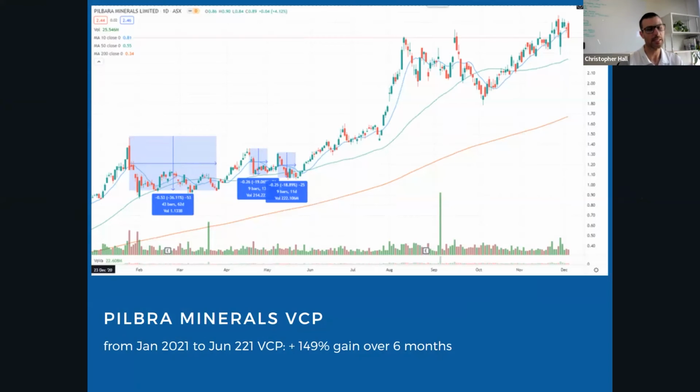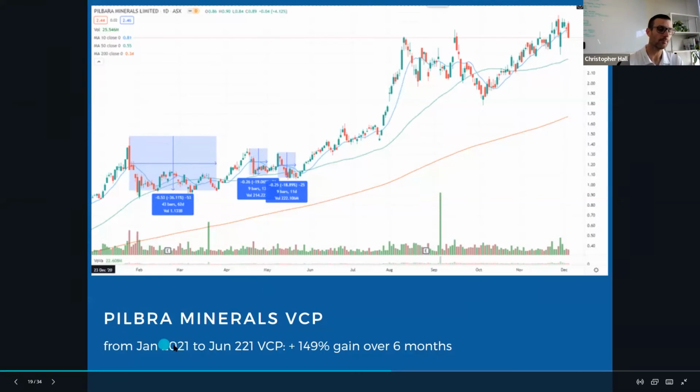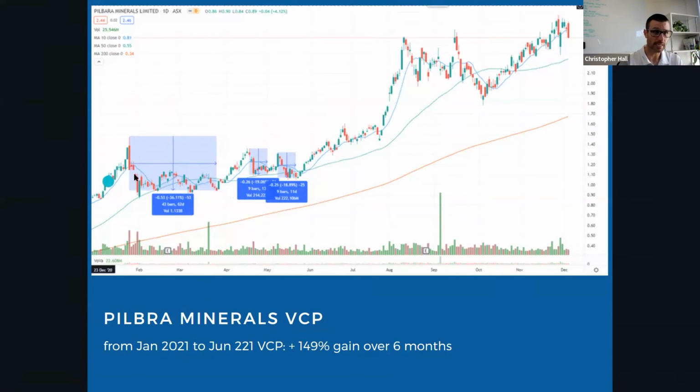The VCP here ran from January 2021 to June 2021. The VCP then led to 149% gain over 6 months. What we see here is a daily price chart with a 200-day moving average being the red line, the green line is the 50, and the blue line is the 10-day moving average. We see the volume bar chart down below.